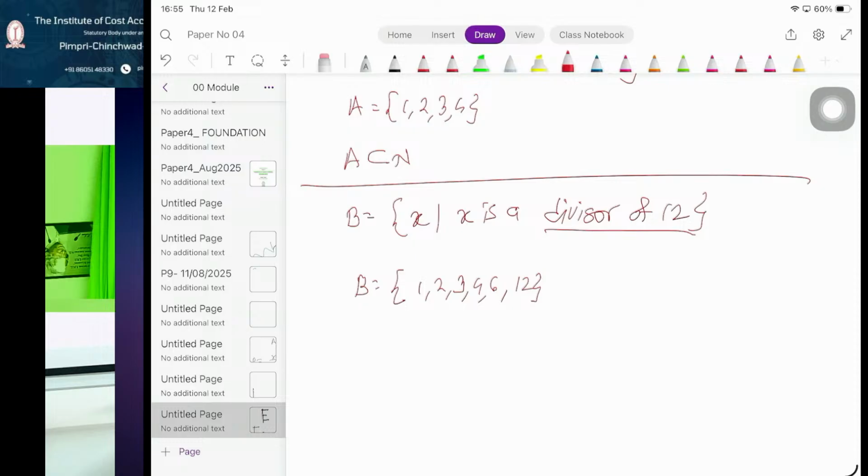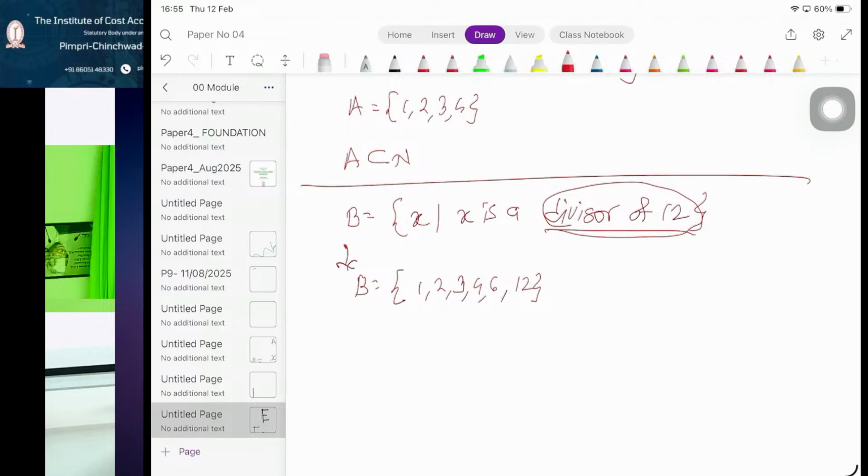What does divisor of 12 mean? In B, there should be the elements in set B. Each and every element should fully divide 12. That is called a divisor of 12.